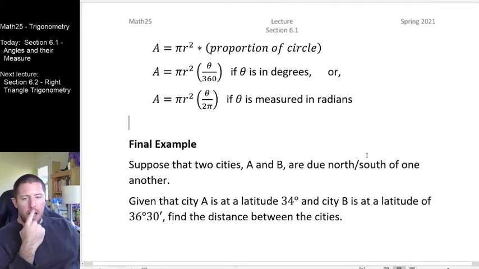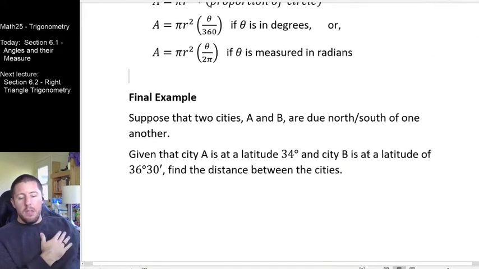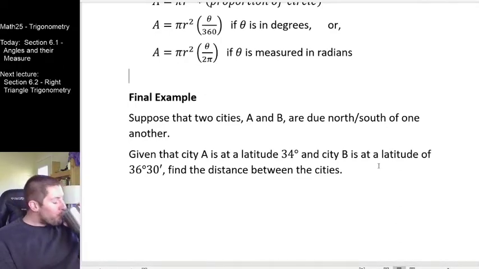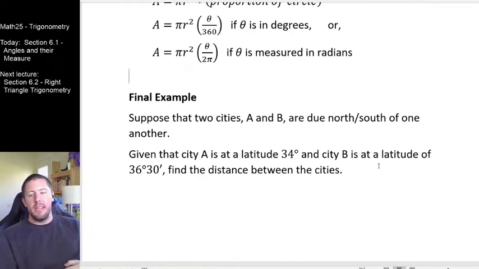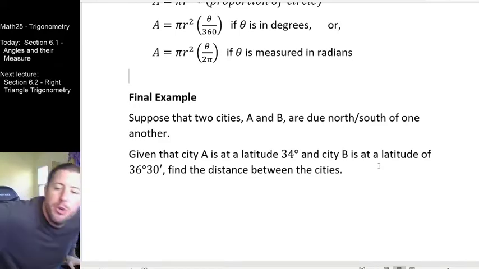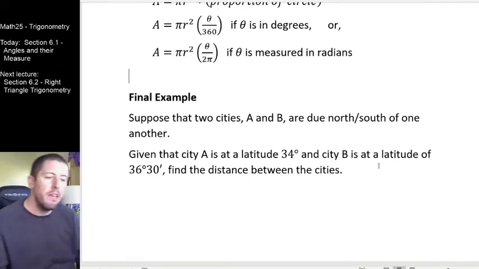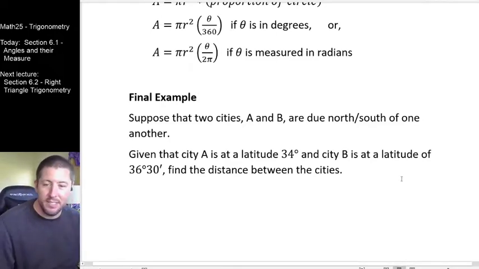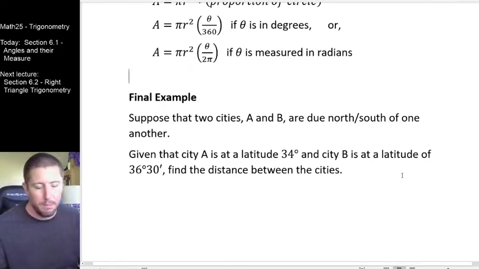Nothing crazy right there. Let's do one last example here. This is a book example, where I changed some numbers. I feel weird not doing any real world examples, considering trigonometry is very much a real world application kind of branch of math. So suppose we got 2 cities, A and B. And important for our computation, these 2 cities need to be vertical of one another, sort of the way that we orient our globe here. They're due north, south of one another. Given that city A is at a latitude of 34 degrees and city B is at a latitude of 36 degrees and 30 minutes, find the distance between the 2 cities here.